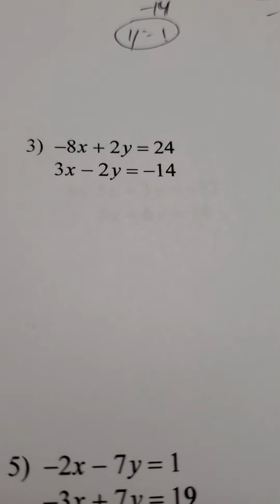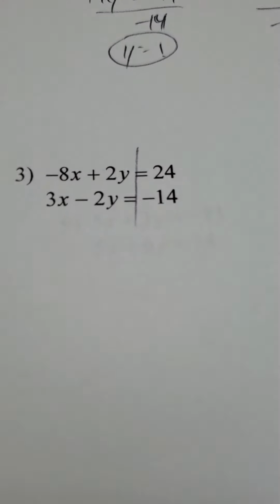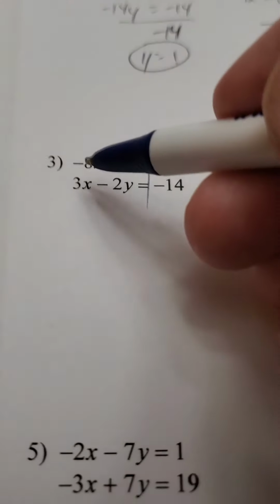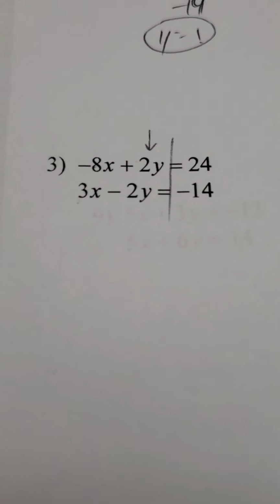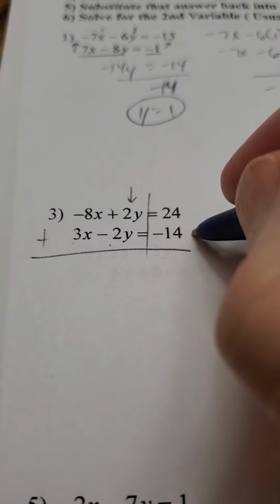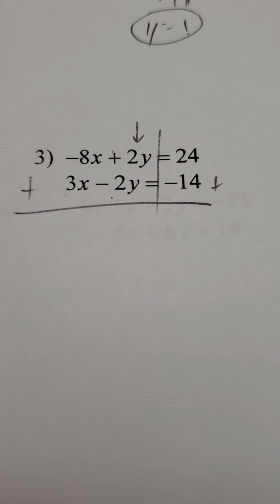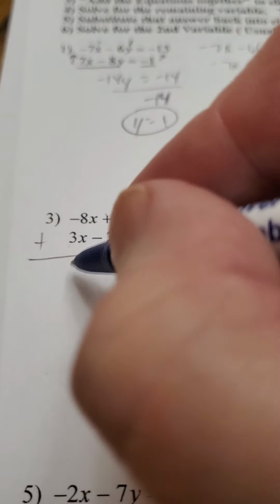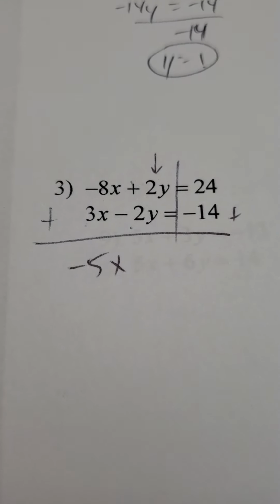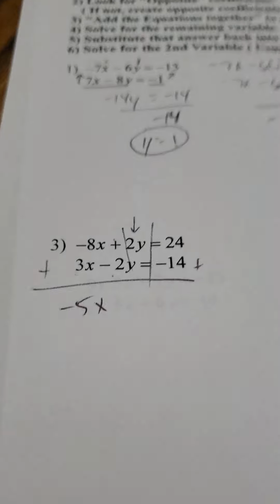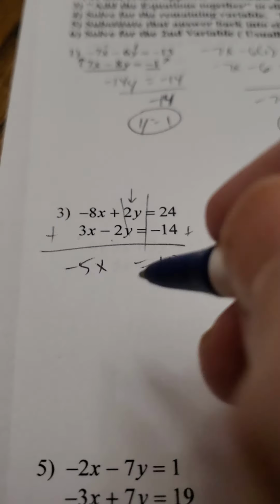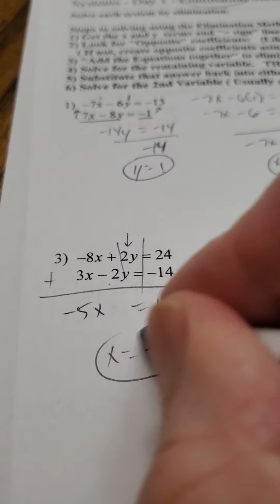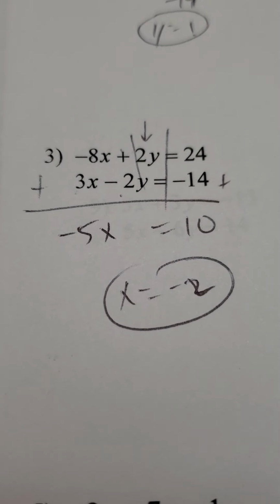Number 3. Everything is stacked, including the equal sign. My x's are not opposite coefficients, but this time my y's are. So I'm going to add the left side to the left side. I'm going to add the right side to the right side. When I do this, I get negative 5x. The y's eliminate, and I get positive 10. Solve and get negative 2.